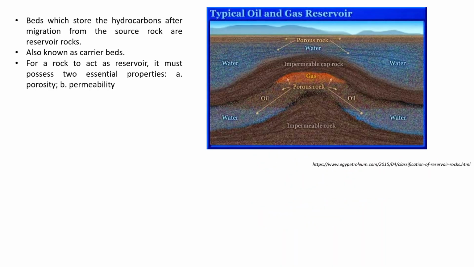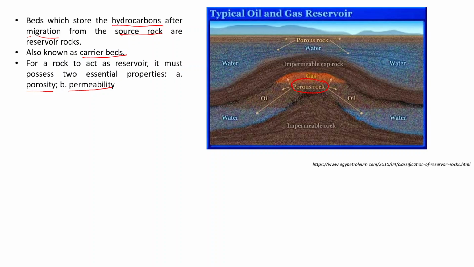These are the beds which store the hydrocarbon after migration from the source rock to the reservoir rock, also known as carrier beds. And most importantly, for the rock to act as a reservoir rock, it must have porosity as well as permeability. If you see in this diagram, the porous rock, which is this, holds the oil.